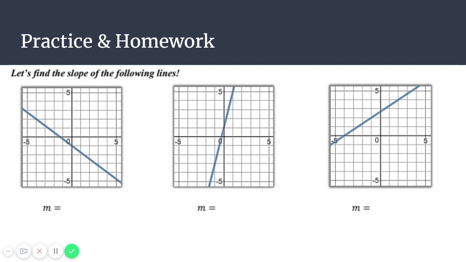Now on to your practice and homework. We'd ask that you would take the time to find the slope of the following lines. So you are given 3 graphs that have clearly identified lines. We'd ask that you take the opportunity to pause the slideshow at this time, answer these 3 practice problems in your notebook or on paper, and we will go over them at the top of tomorrow's session.